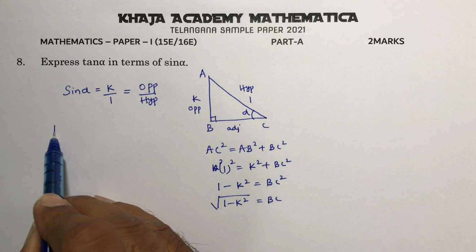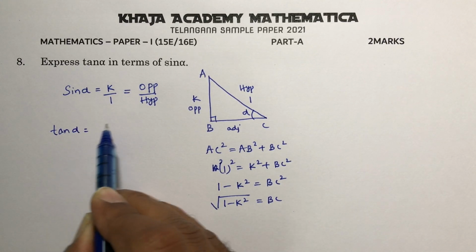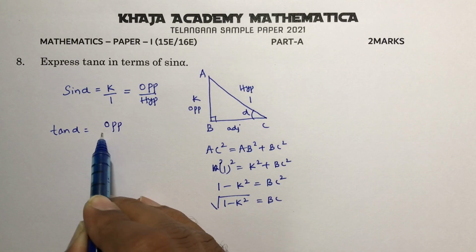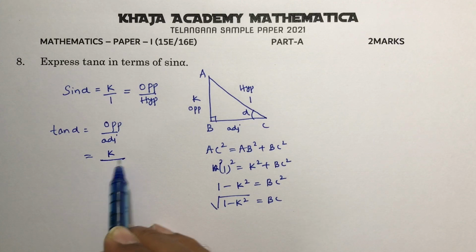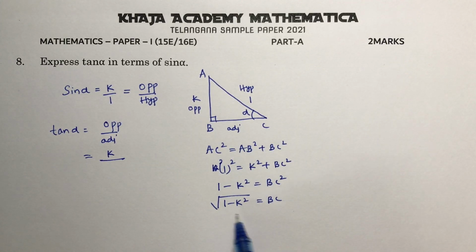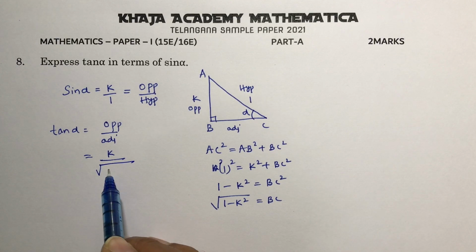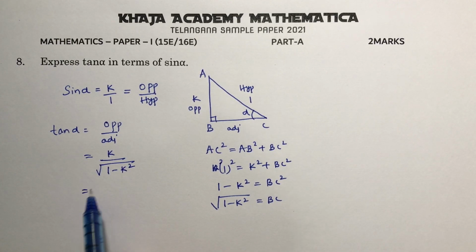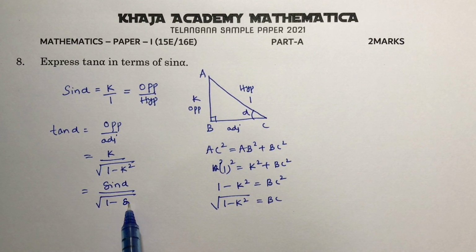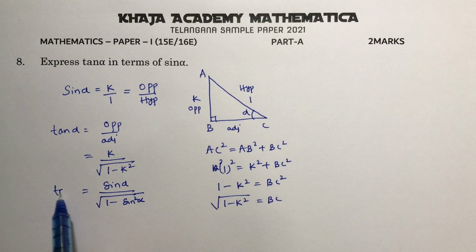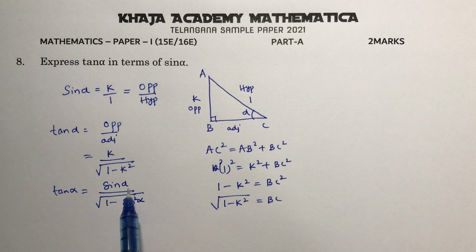Now you need to find tan alpha. Tan alpha is opposite by adjacent. Opposite is k, adjacent is BC. Just now you got BC, that is root 1 minus k square. But what is k? k is sin alpha. So tan alpha in terms of sin is sin alpha by under root 1 minus sin square alpha.